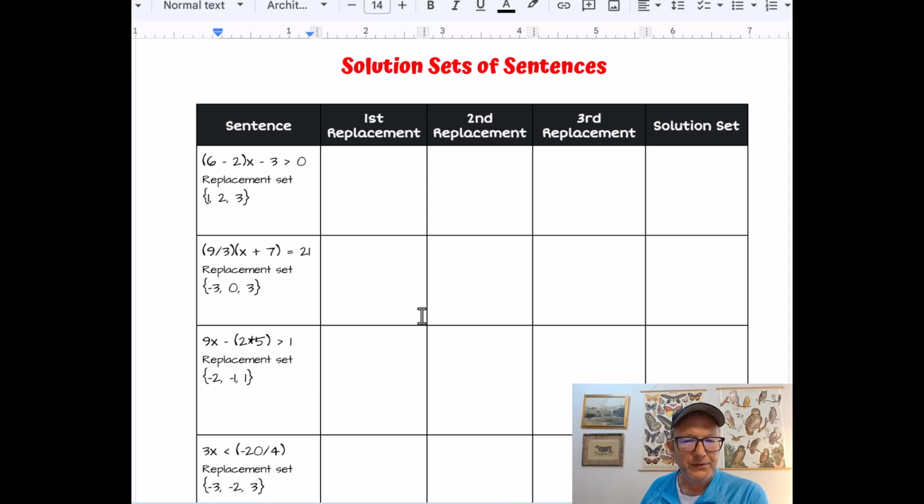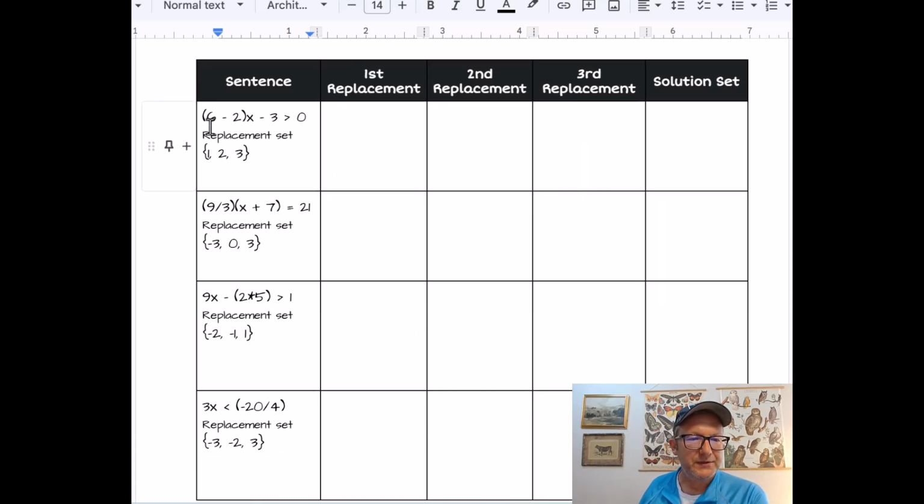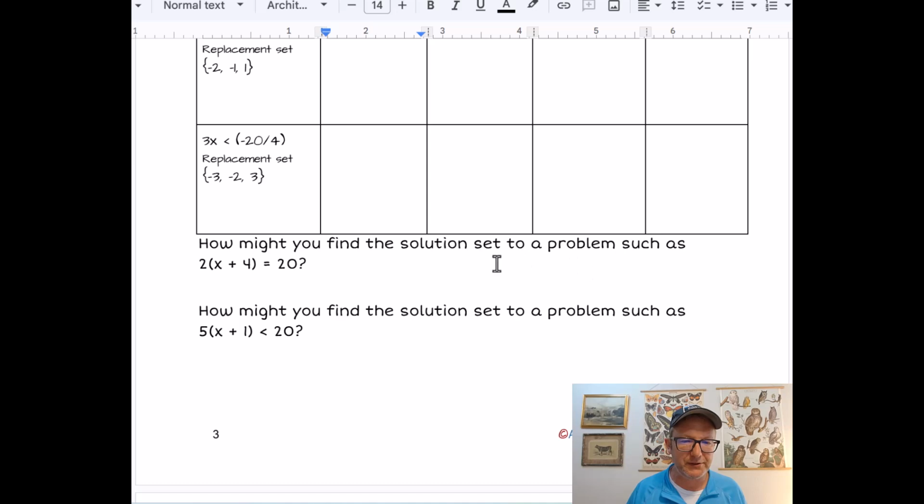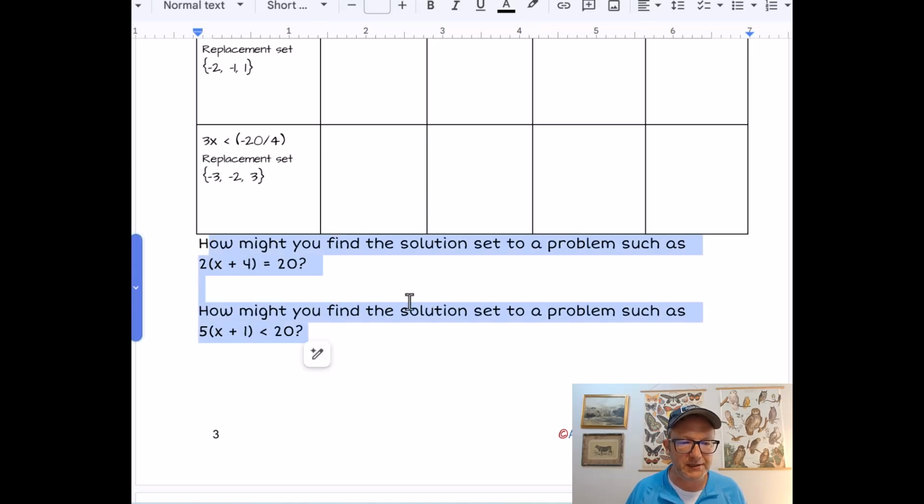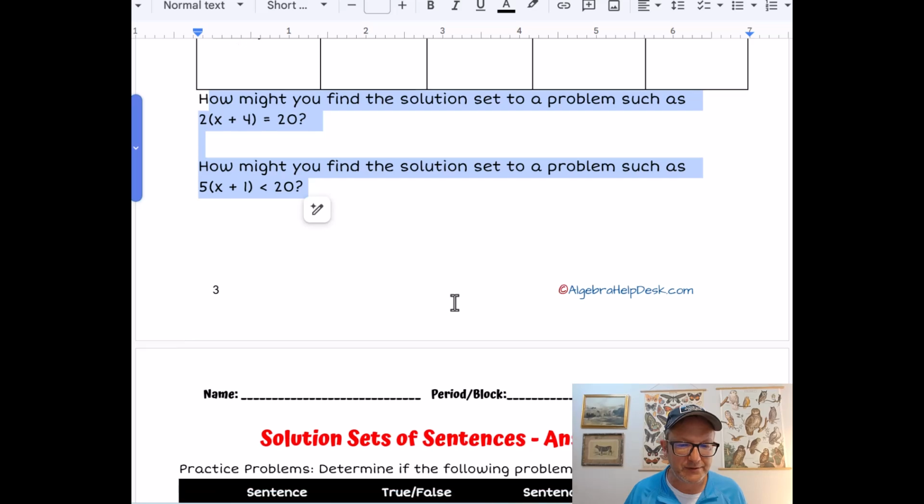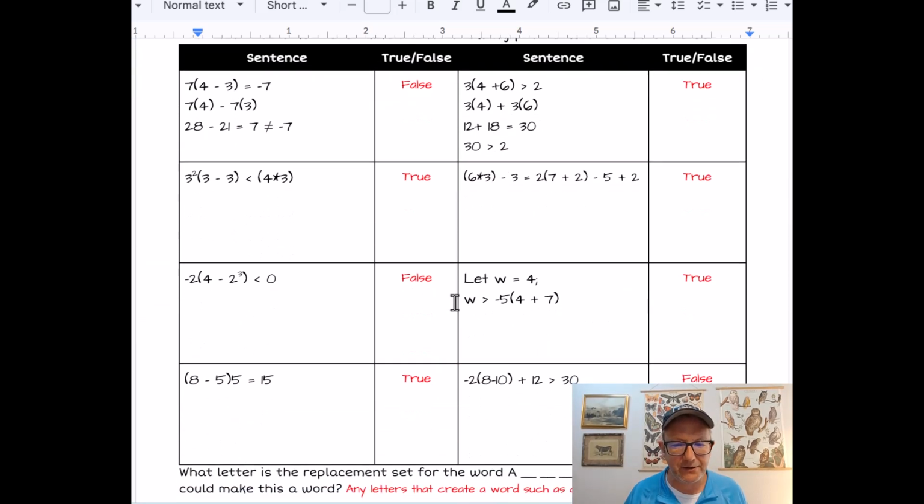One more page here. We've got, once again, a more complicated expression than what we do with the entry or the merging level, because we're combining PEMDAS and multiple operations. We got a little fraction here, 9 divided by 3, which of course is going to be 3, so it's not too complicated. And we give them a space for the first replacement, second replacement, third replacement, and then finally a spot for their solution set. 2 more open-ended or discussion kind of questions here. Then we got our answer key.